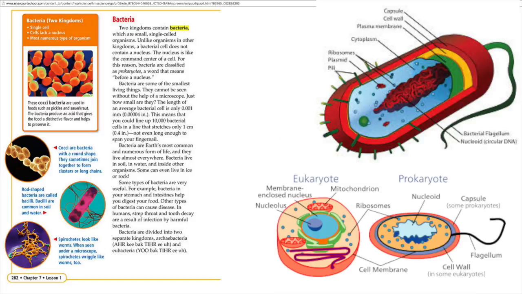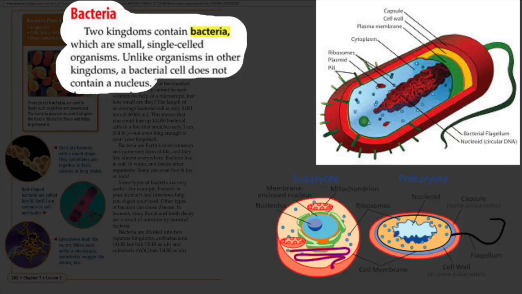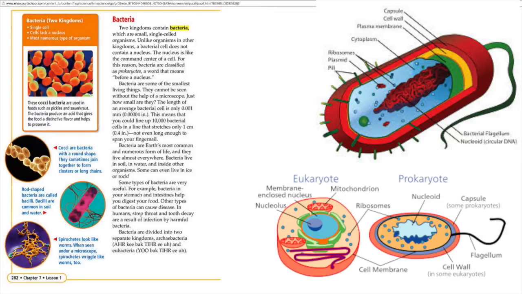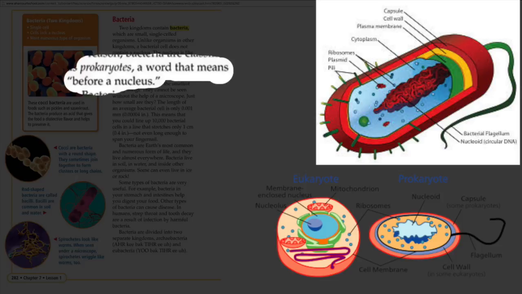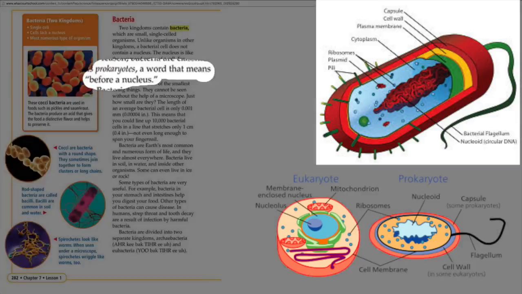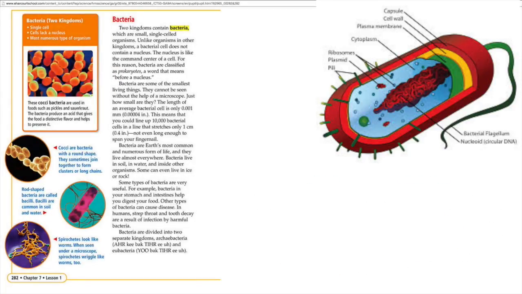What we have to make sure we understand is they are all single-celled organisms. They do not contain a nucleus, and for that reason, bacteria are called prokaryotic cells, which means before a nucleus. These are some of the smallest living things. It takes about 10,000 of these bacteria lined up end to end to make a distance of 1 centimeter. So if you look on a ruler on the metric side, 1 centimeter is not very long.